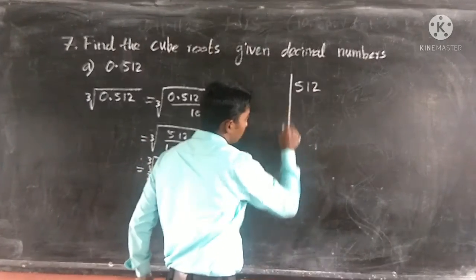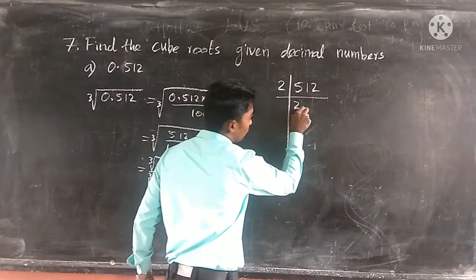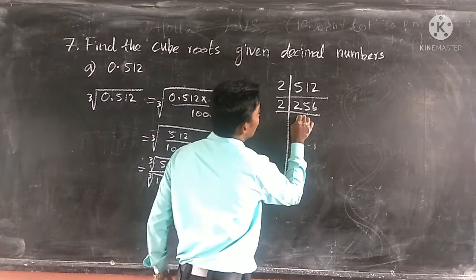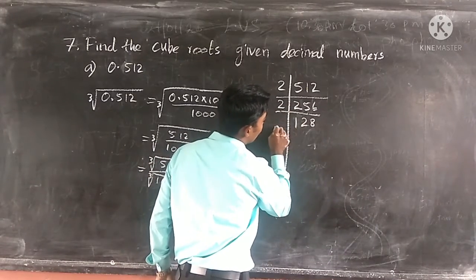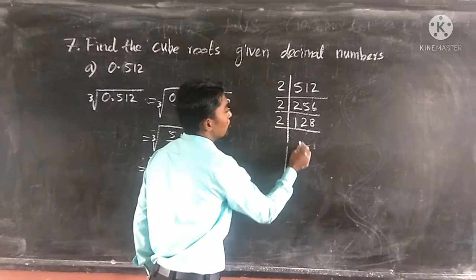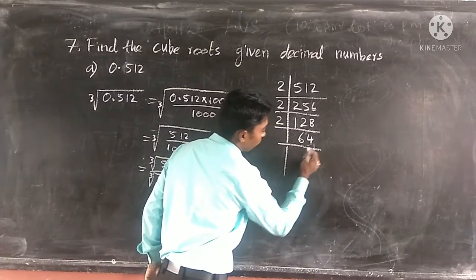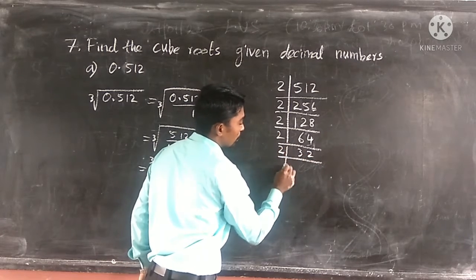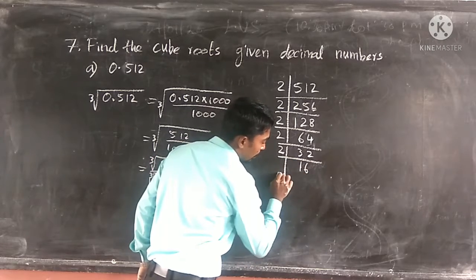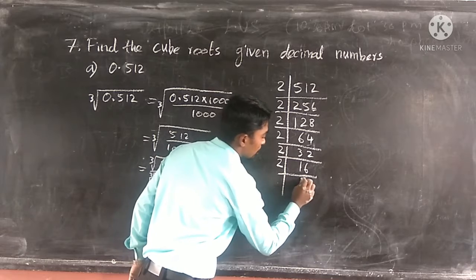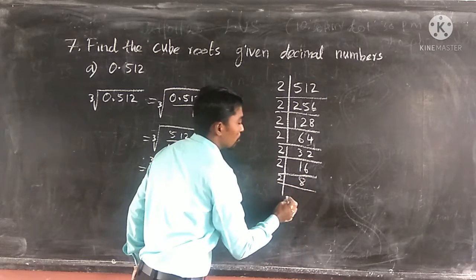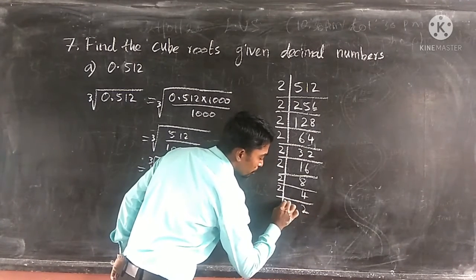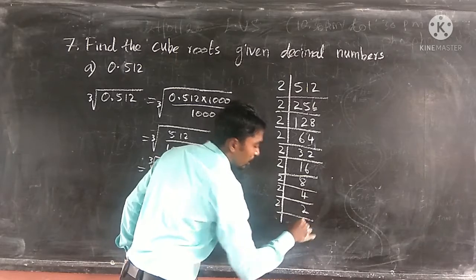512 we can divide by 2. We will get 256. 256 we can divide by 2. We will get 128. 128 we can divide by 2. We will get 64. 64 we can divide by 2. We will get 32. 32 we can divide by 2. We will get 16. 16 we can divide by 2. We will get 8. 8 we can divide by 2. We will get 4. 4 we can divide by 2. We will get 2. 2 we can divide by 2. We will get 1.